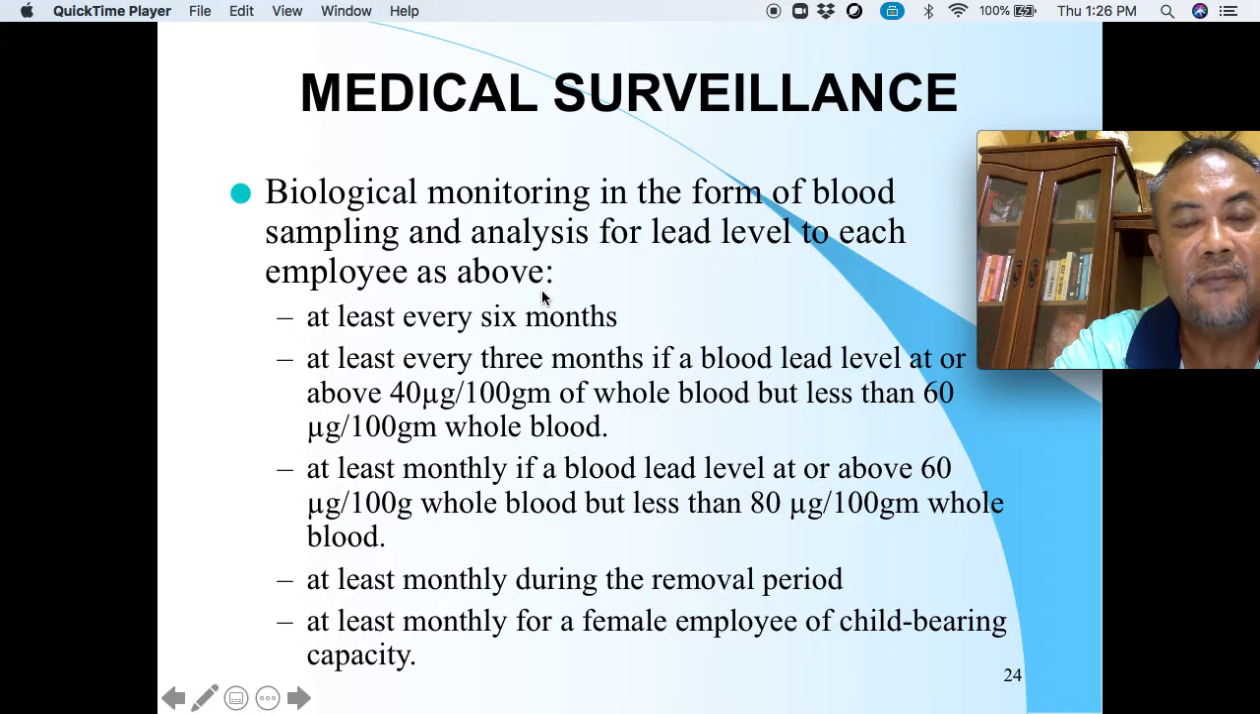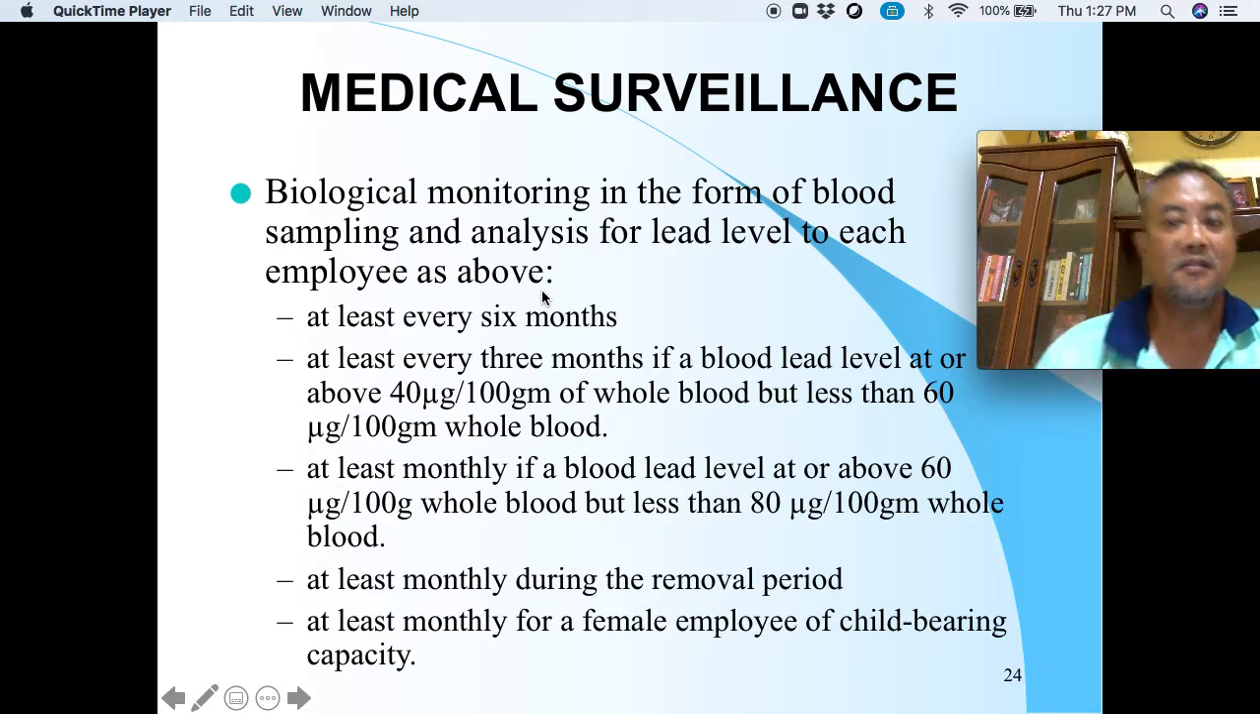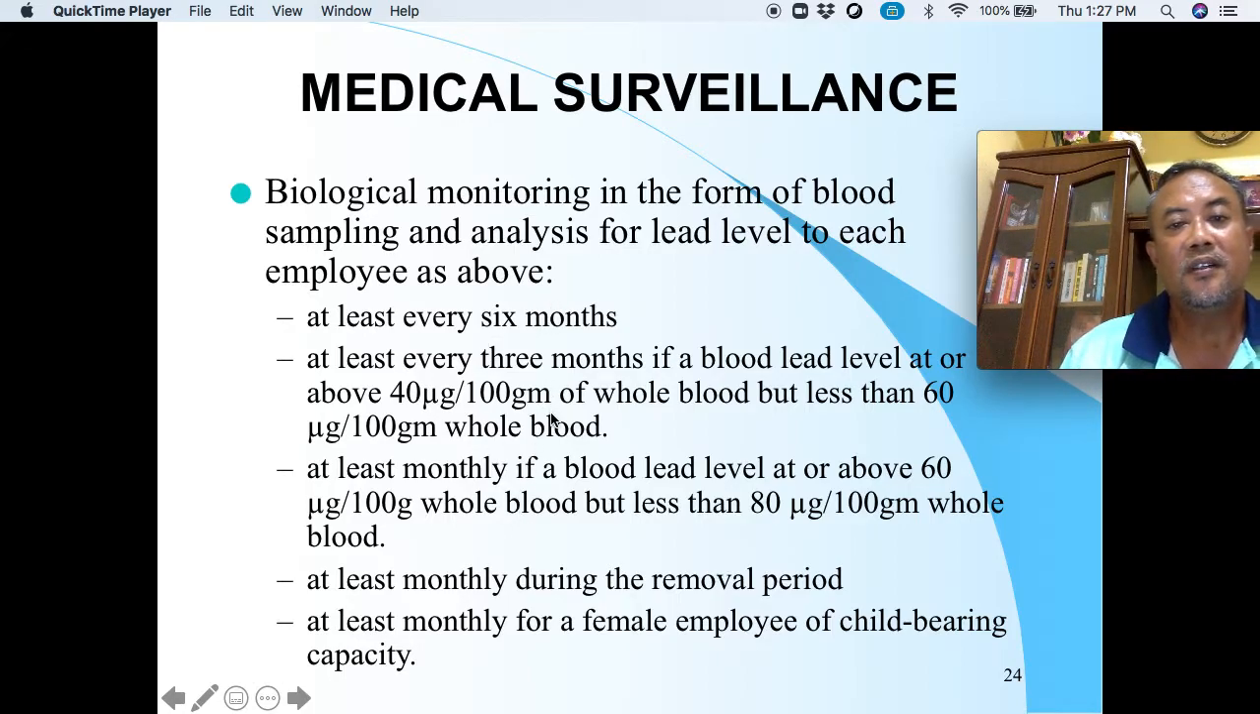At least every 3 months if a blood lead level at or above 40 microgram per 100 gram. So at least 3 months, 3 bulan if the lead level is above 40 microgram per 100 but less than 60 microgram per 100 gram whole blood. Between 40 to 60 microgram per 100 gram whole blood, they have to do at least one for 3 months.